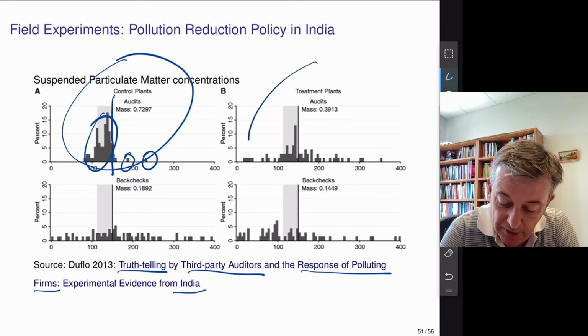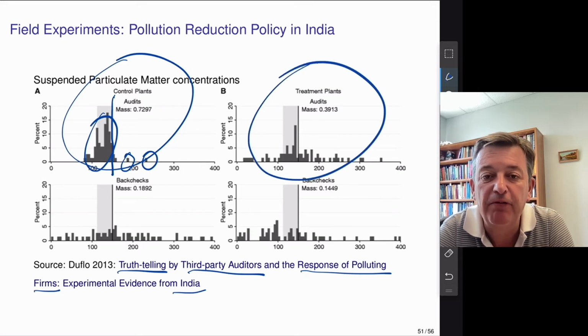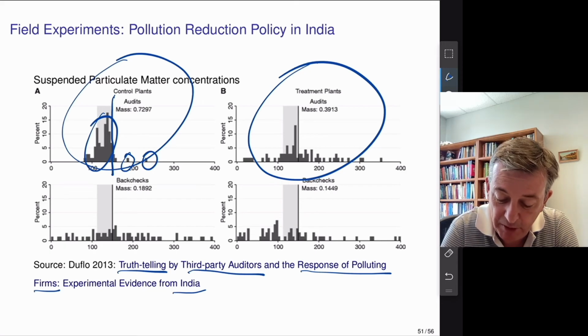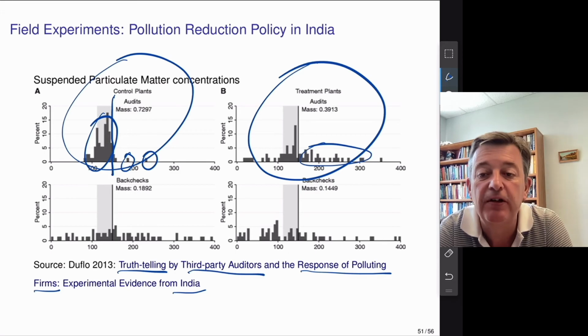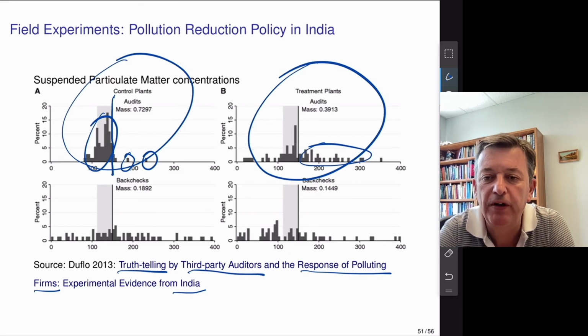Now, the Indian government realized something was wrong, so the treatment group is when the government itself paid auditing firms to go in and figure out whether people were beneath or below the barrier. And of course, now you get a lot more people that, having audited these firms, realize that they were polluting more than they should.